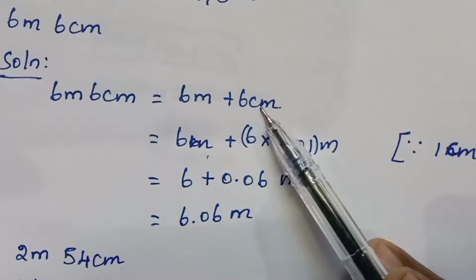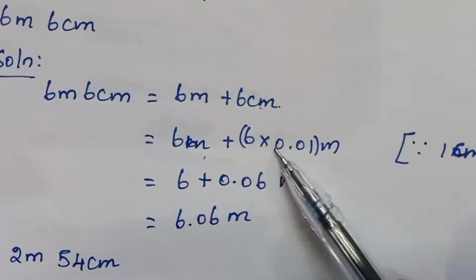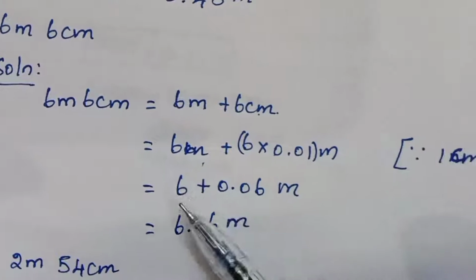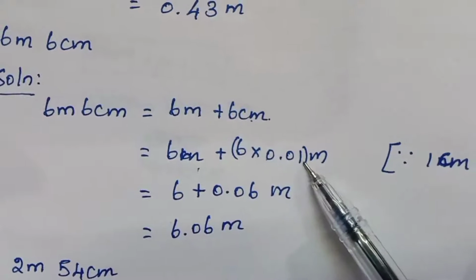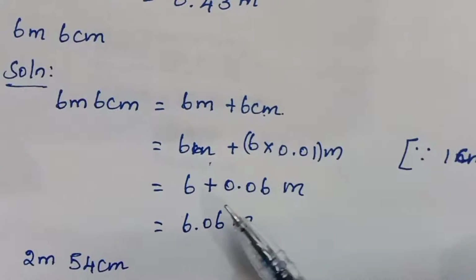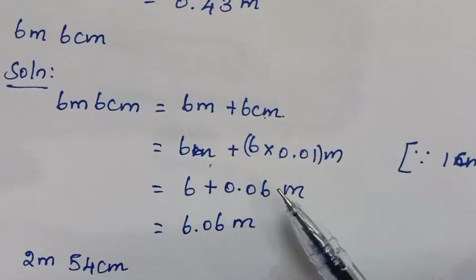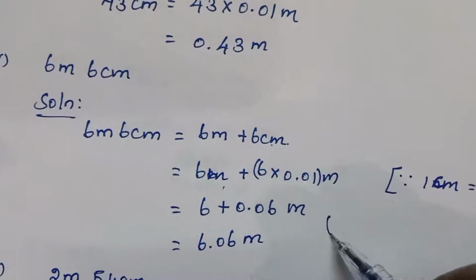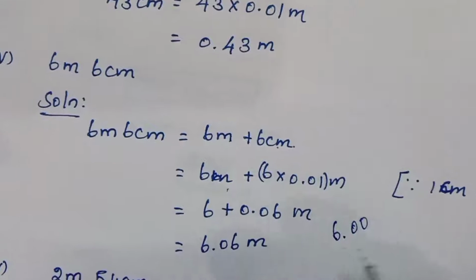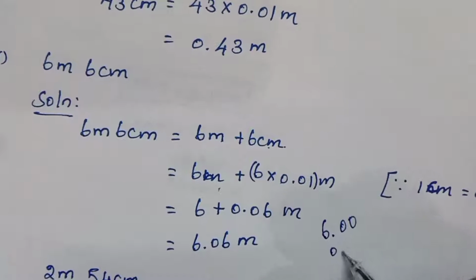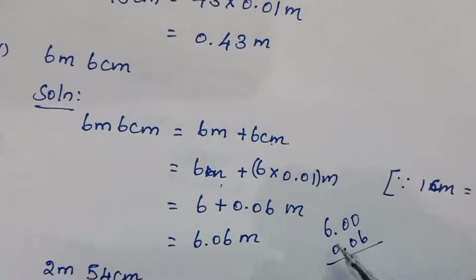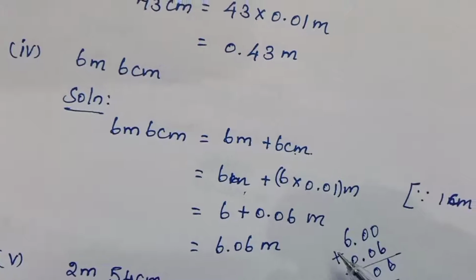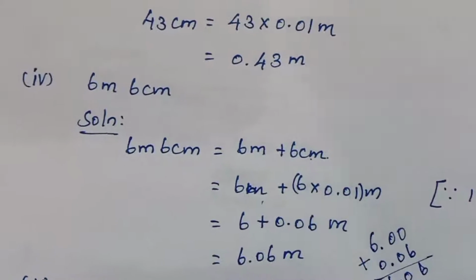Plus for this centimeter, how do you convert it as a meter? 6 multiplied with 0.01 meter. So that is 6 plus, and this 6 multiplied, you get 0.06. So now you have to add these two, what do you get? 6.06. Do you have any doubt in decimal addition? For this whole number, the decimal part is 0. So that is 0.06. Now you have to add these two, that is 6.06. Okay. Fifth problem, try yourself.